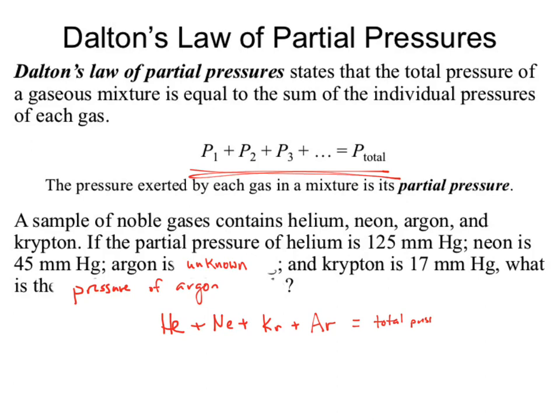Because I want to solve for the pressure of argon, what can I do? Look at the periodic table. Add everything else and subtract it from the total pressure. I take my total pressure and now I subtract the pressure of helium, minus the pressure of neon, minus the pressure of krypton. There's no periodic table. Why? What are the units on the periodic table? Grams per mole, a mass unit. This is pressure. So you can't use the periodic table. This is how we would then go through and solve.